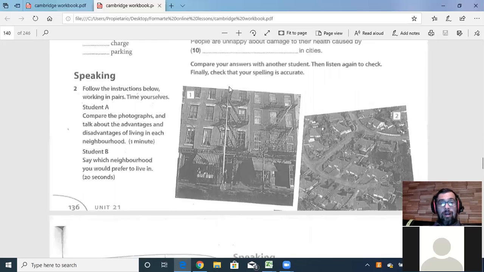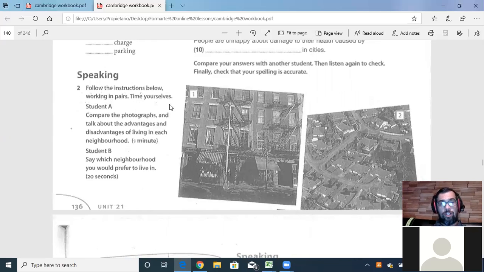So it says here, follow the instructions below working in pairs. Time yourselves. So remember that for this part, first of all, we have 1 minute, and then you have 20 seconds for the other part. So I'm going to time you. Okay, 1 minute for this one. Jose, it says, compare the photographs and talk about the advantages and disadvantages of living in each neighborhood. 1 minute. Okay, so let's start.